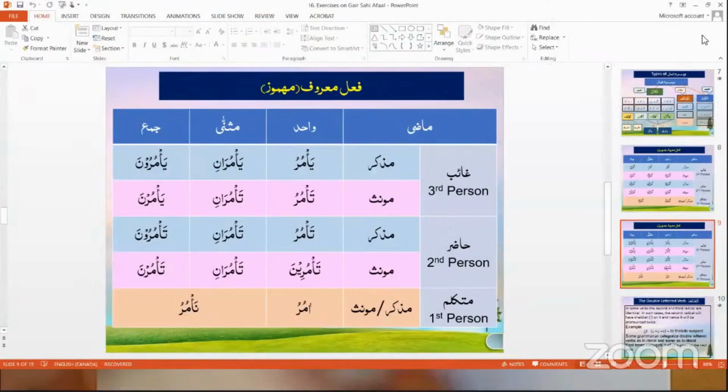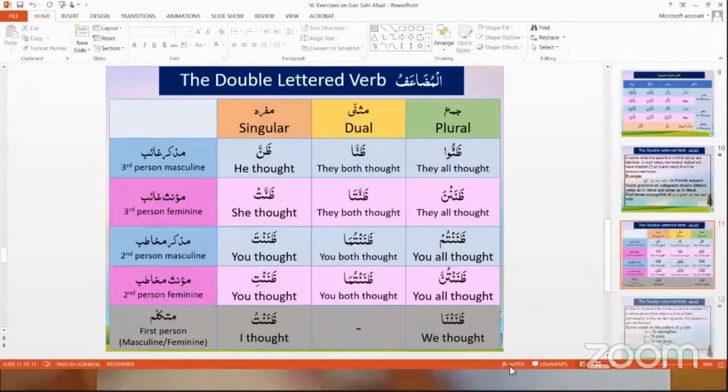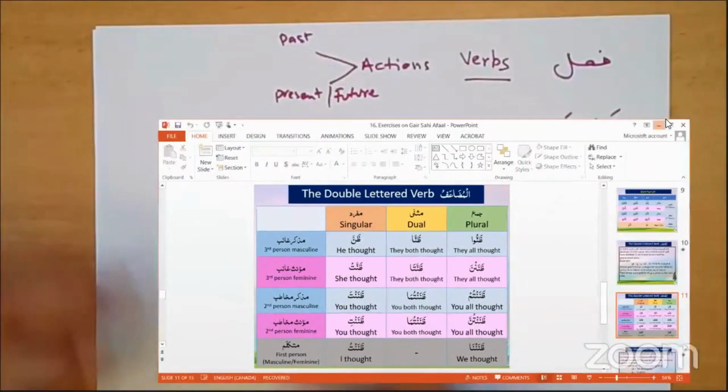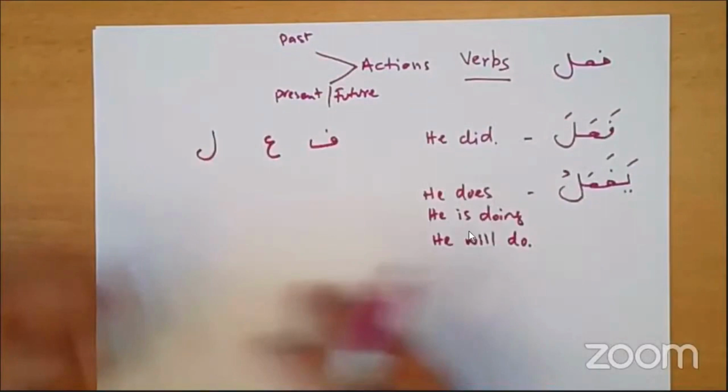Brother Abid, Assalamu alaikum wa rahmatullah. Can you go back to the first slide you were talking about? The first slide.